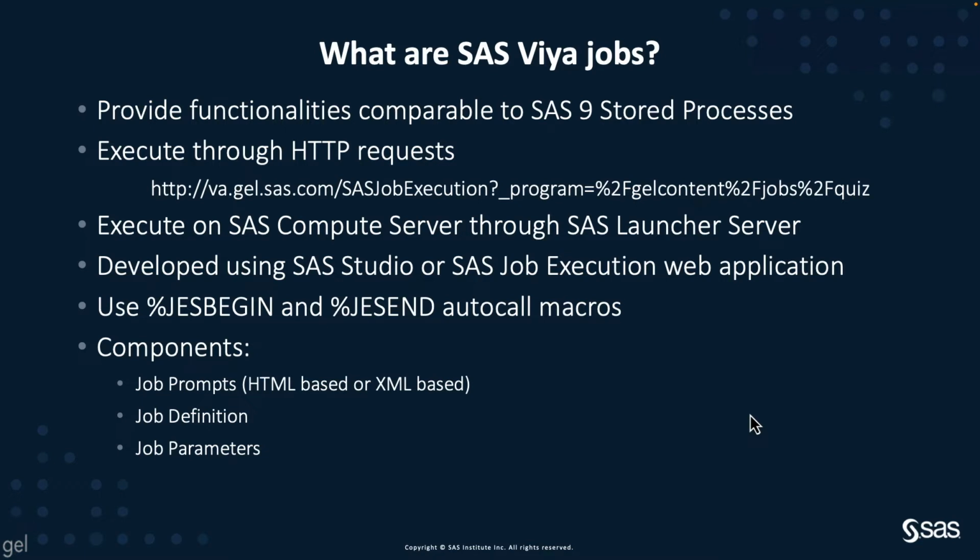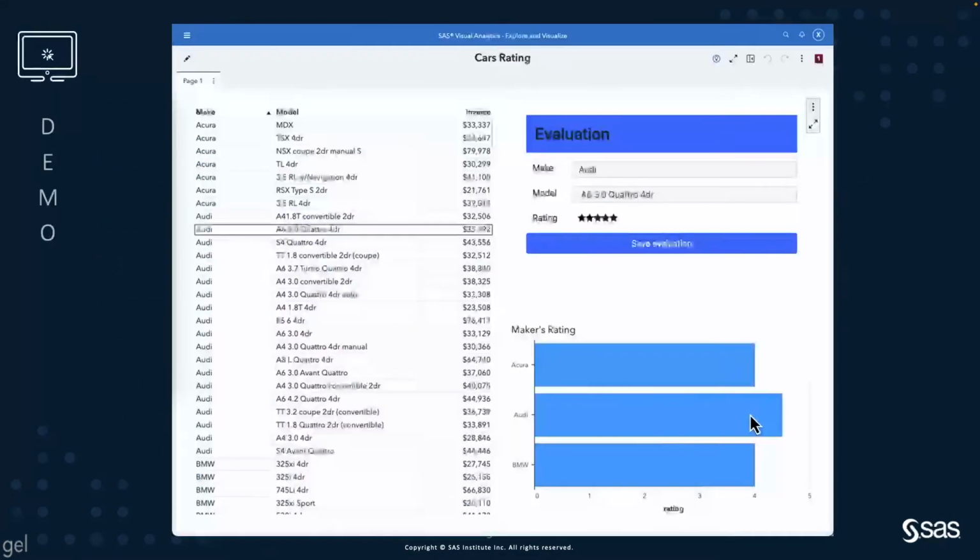A job is a combination of different things: a prompt written in HTML or XML, a job definition which contains the information about the prompt to use or not to use, and the parameters for the SAS code, and finally the SAS code that will be executed. The job parameters are used to pass data from the prompt to the SAS code using SAS macros and SAS macro variables. Let's go for a demo.